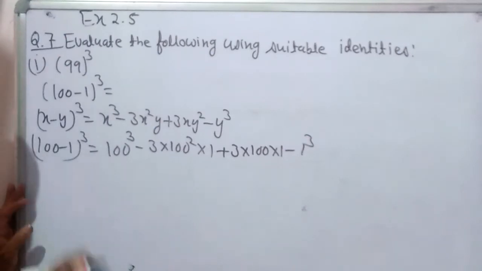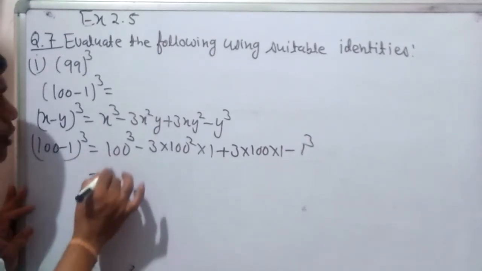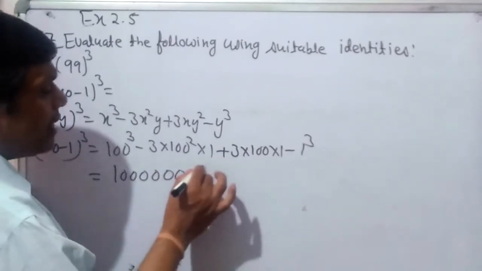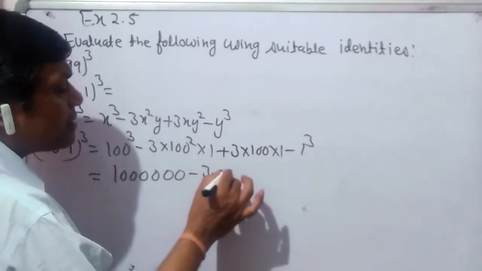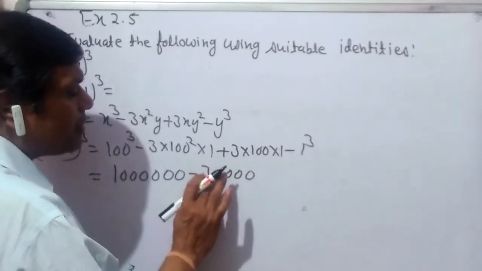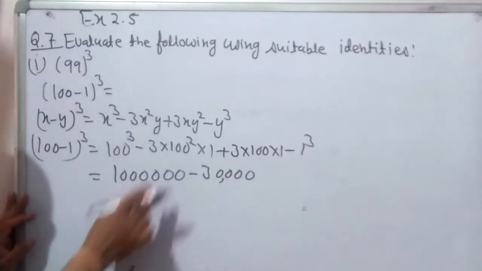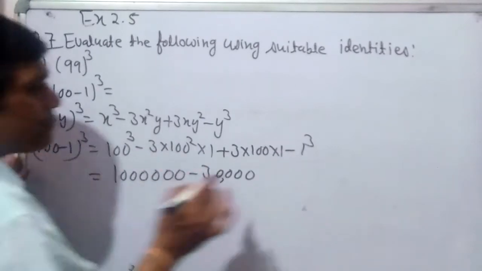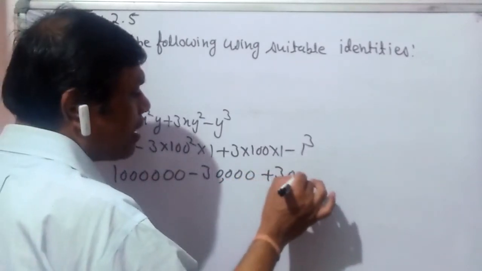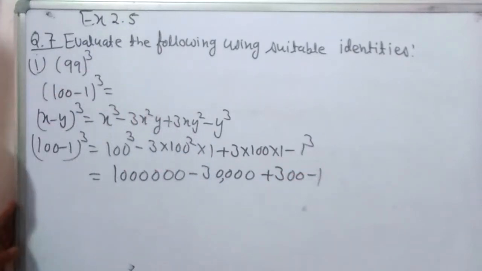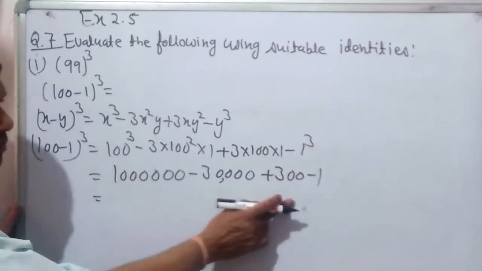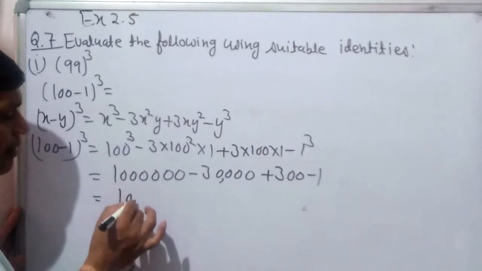Simple. Okay? Let us solve it out. Cube of 100 gives us 6 zeros, minus this gives us 30,000. 100 square is 10,000 multiplied 3, plus 300 minus 1. Solve out the addition ones. That's 10 lakh 300.